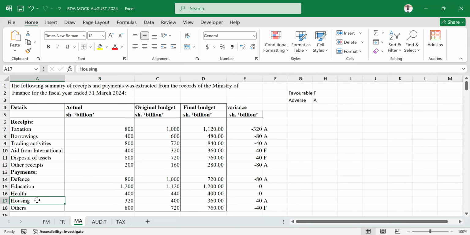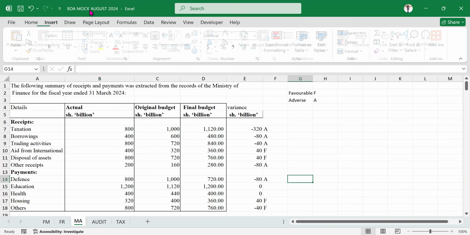Let's come to housing. In housing, you budgeted 360, but you ended up spending only 320, meaning you saved some amount, which is about 40 billion. So when you save 40 billion, that is a favorable variance.